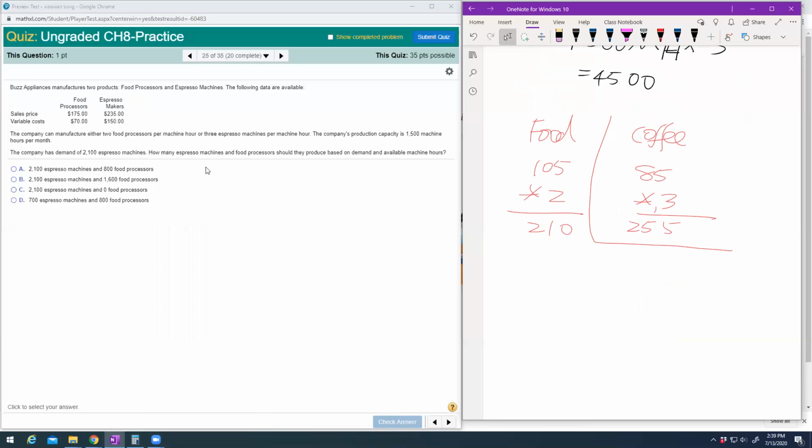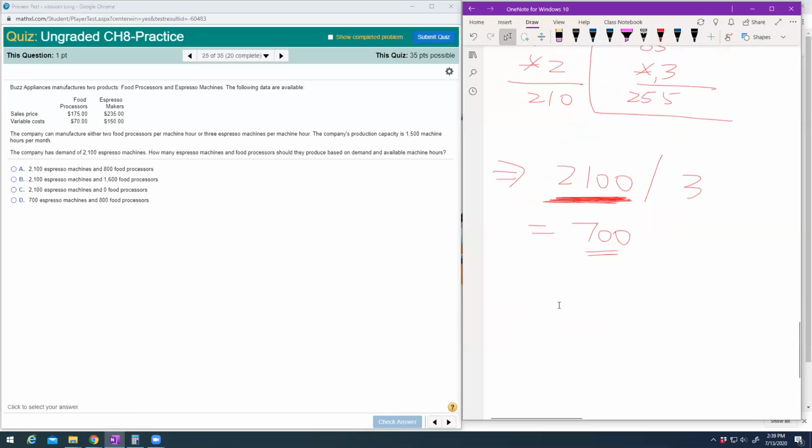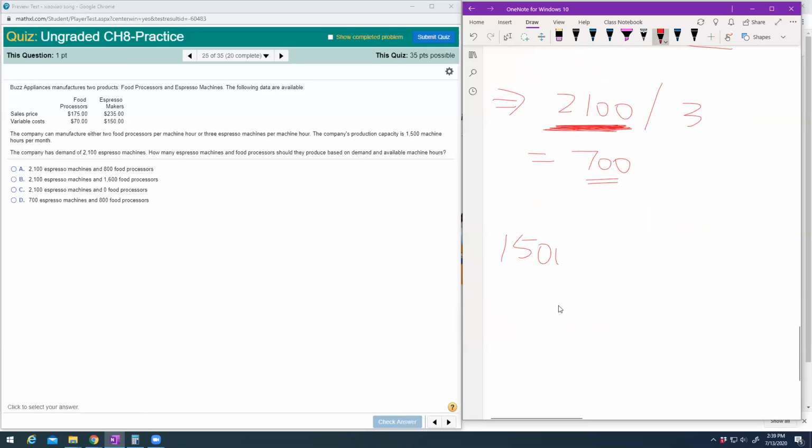But hey, this is the new thing. The demand is only 2,100 espresso machines, so that's all you can make. In 1 hour you will produce 3, so you need 700 machine hours. Out of the 1,500 machine hours, 700 goes to the coffee first, and you produce 2,100, because if you produce more, you cannot sell them. The demand is only 2,100.